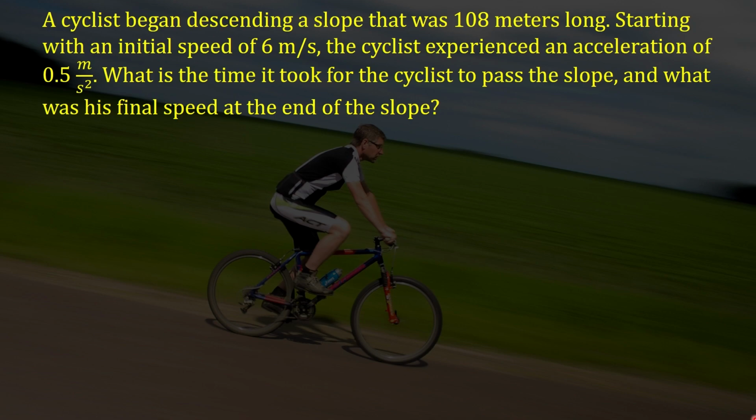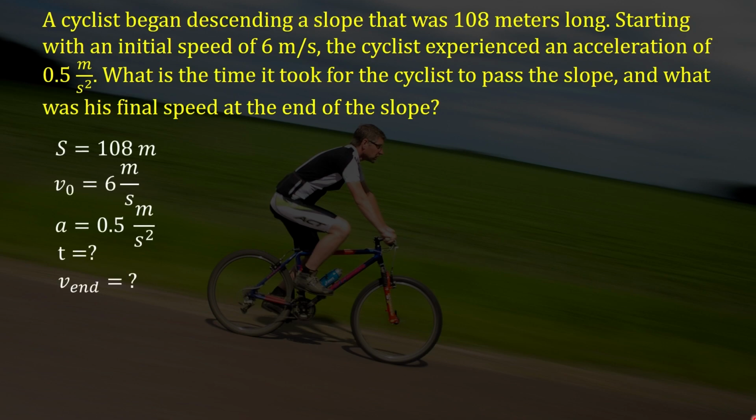Okay, let's start. First, let's write what we know and what we need to find. We know the distance of the slope is 108 meters. We know the beginning speed when the cyclist entered the slope. It is 6 meters per second. And we know the acceleration of the cyclist on the slope. And we need to find the time it took for the cyclist to pass the slope, and the final speed at the end of the slope. So this is what we know and what we need to find.